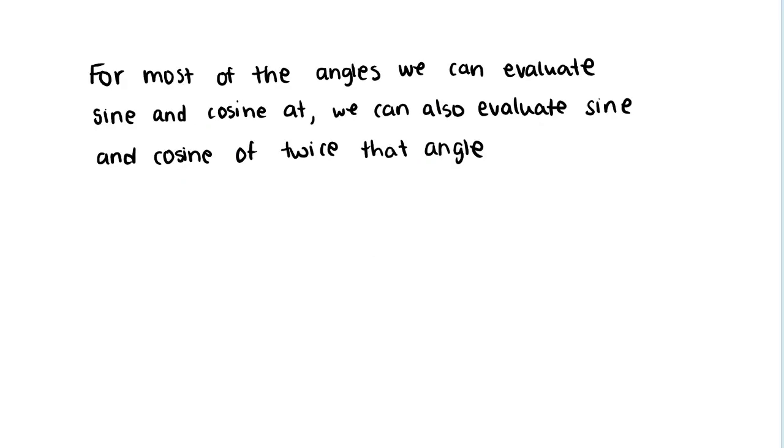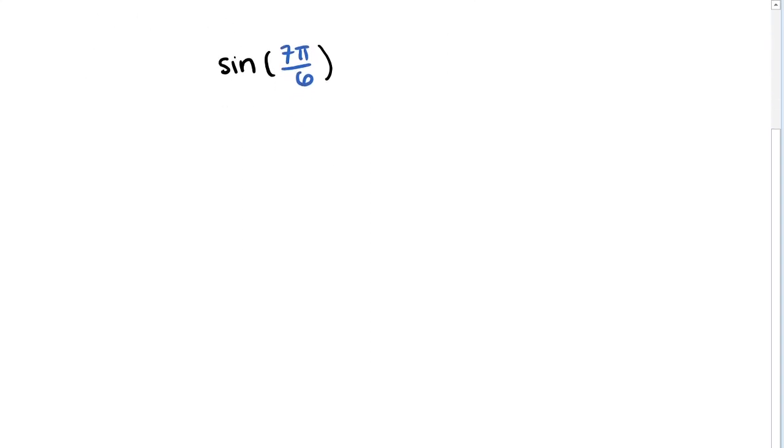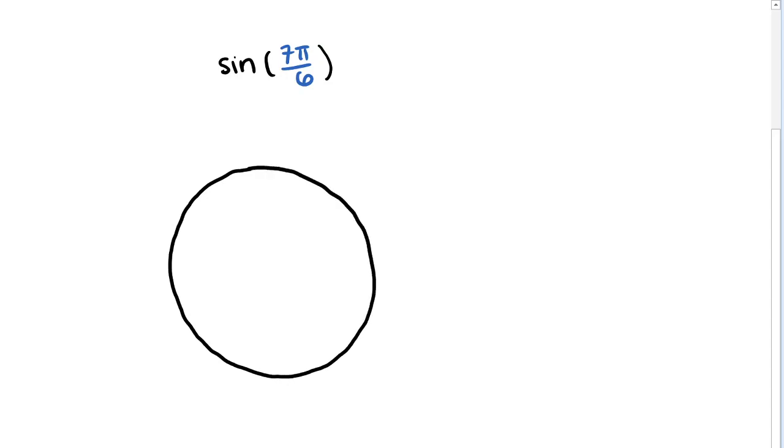So for many of the angles that we know how to evaluate sine and cosine at, we actually already know how to evaluate sine and cosine of twice those angles. For example, if I wanted to evaluate sine of 7 pi over 6, well, we can do this by drawing out our unit circle. And here's 7 pi over 6. Well, that's 30 degrees past 180 degrees, right, pi over 6 past pi, and so this comes out to be about here. And we end up with the y-coordinate of negative 1/2.